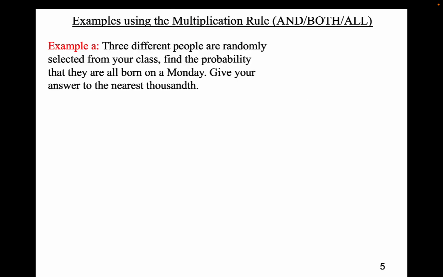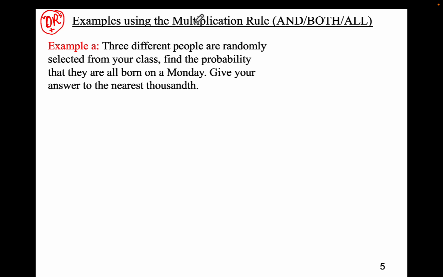Okay, now to an example using the multiplication rule. Multiplication rule is used when not the word or, okay? If you see the word or in your directions, like find the probability of this or that, for this, you use addition, okay? Don't use the multiplication rule if it says or.